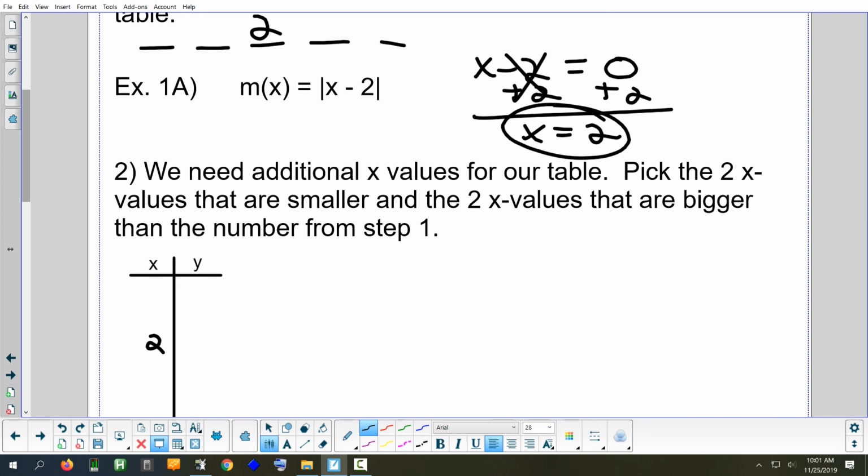What's the next number that's smaller than 2? Retake my test this period?